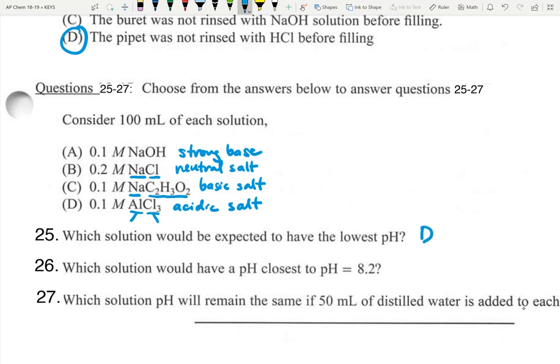It's an acidic salt. Which solution would have a pH closest to pH equal 8.2? That's not neutral, so it's not B. That's not a real high base, right? It's a slight base. So it's not going to be the result of a strong base like sodium hydroxide. And not only is that a strong base up there in choice A, it's also a pretty strong concentration. 0.1 molar is a pretty decent concentration. So this pH must be coming from something that's a base, but not too much of a base. That's got to be our basic salt. That's C.